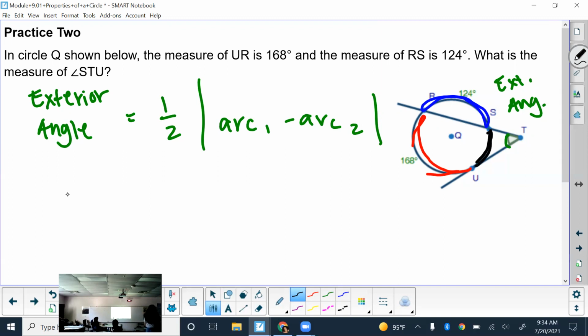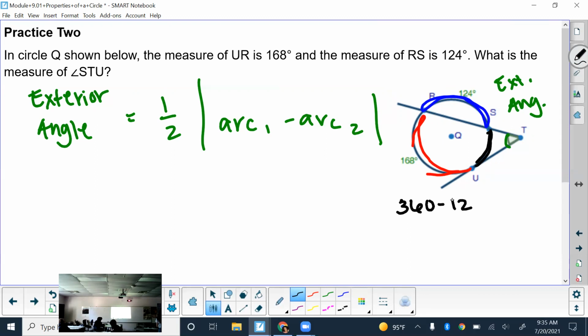How can I figure that out? Plug it into... to get what's highlighted in black, yes. Then you would just do 124 plus 168. Whatever that is, subtract it from 360.